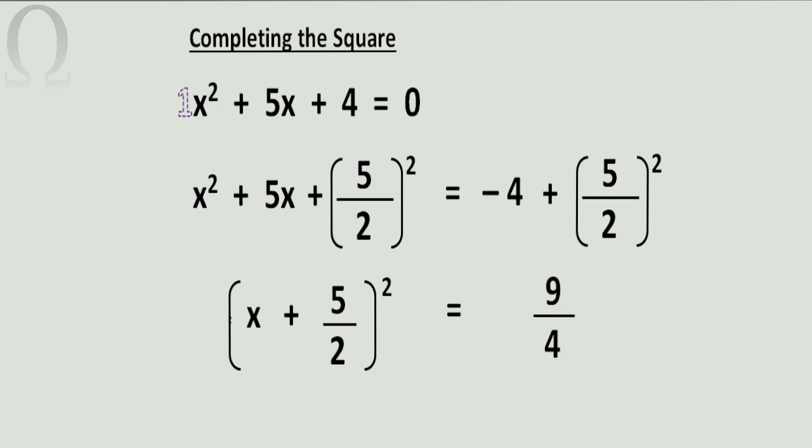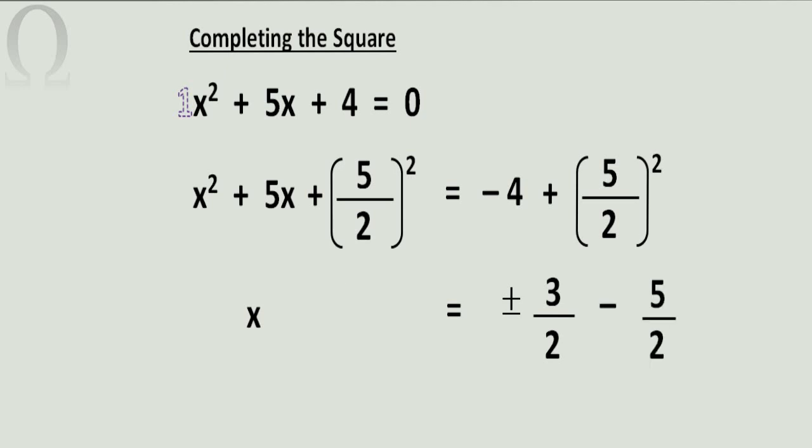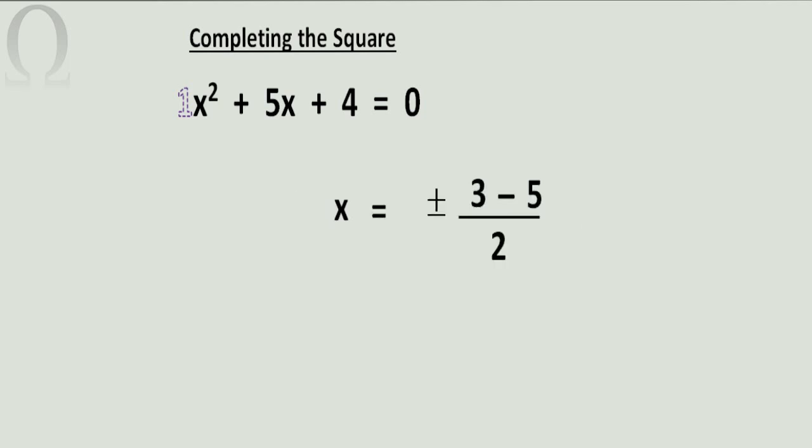In order to isolate x, we now square root both sides of the equation. The square root of x plus 5 over 2, all squared, equals x plus 5 over 2. The square root of 9 over 4 equals plus or minus 3 over 2. We now take 5 over 2 over to the right to get x on its own. And since the terms on the right have equal denominators, we can simply add the numerators to get x equals plus or minus 3, minus 5, all over 2.